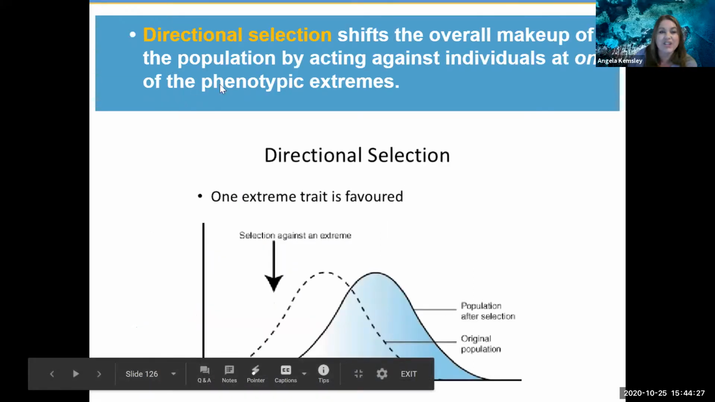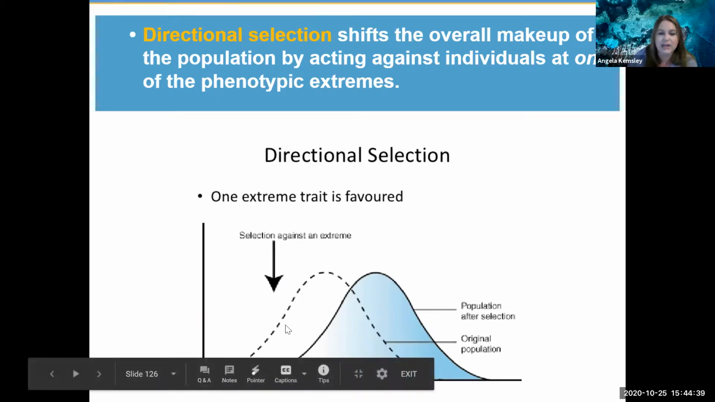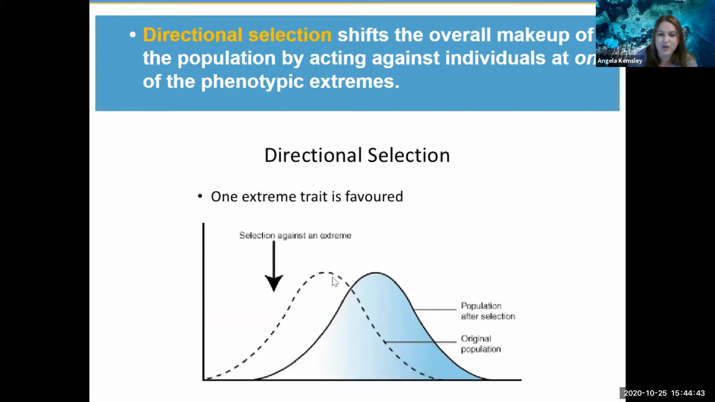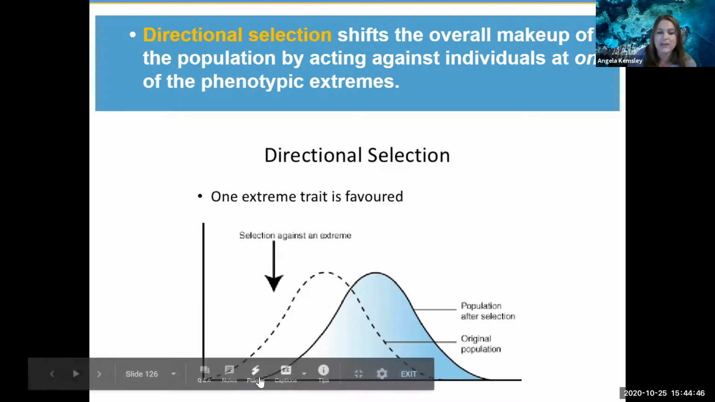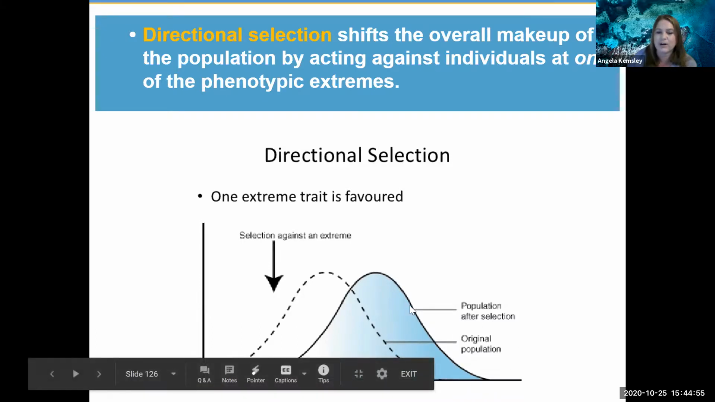Another example is directional selection, which shifts the overall genetic makeup of the population. It actually acts against individuals at one of the phenotypic extremes. So if you take a look, the dotted line here is the original population. And then after selection, there's one extreme trait that's favored. It's whatever one's on the right here. The entire thing is going to shift. So it's going to shift the entire genetic makeup of the population over to favor whatever trait this is over here on the right-hand side. So moving the whole thing.